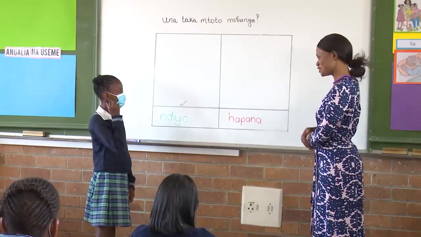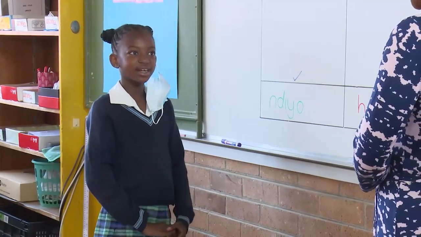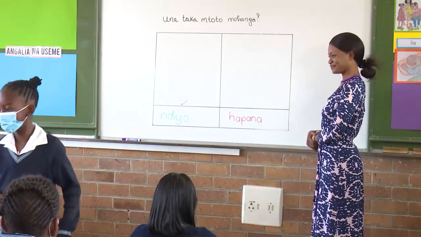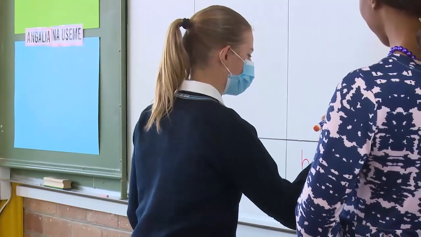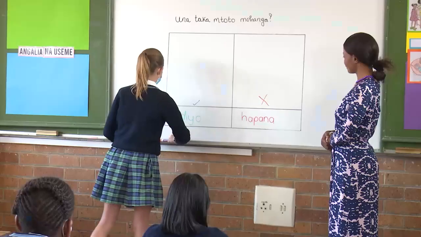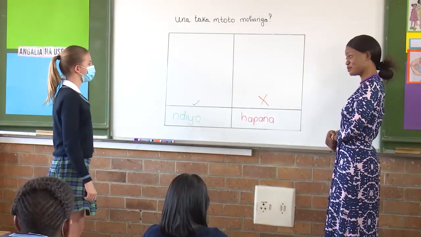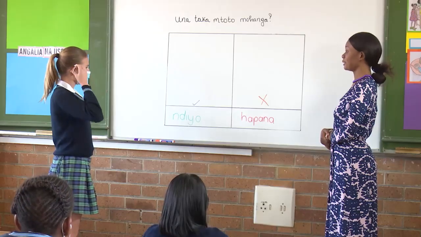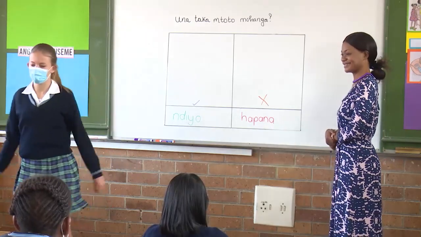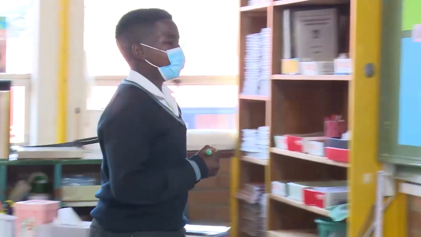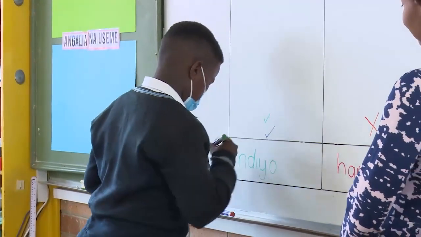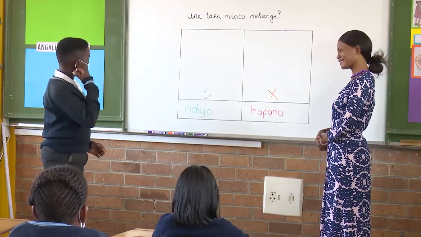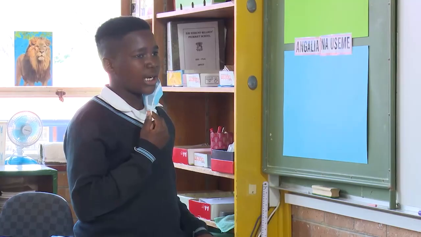Mbui, unataka mtoto mchanga? Ndiyo, nataka mtoto mchanga. Vizuri sana, very well. Tracy, unataka mtoto mchanga? Hapana, sitaki mtoto mchanga. Okay, excellent, very well.